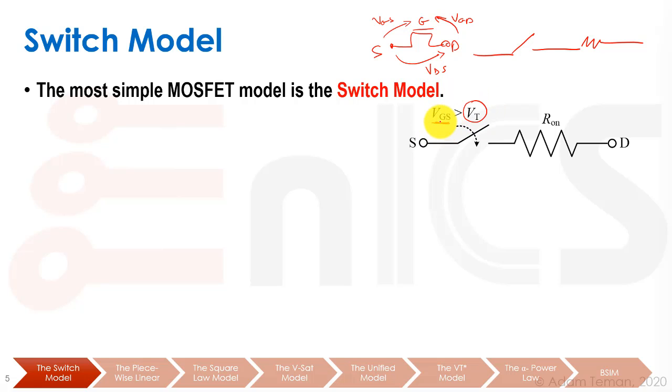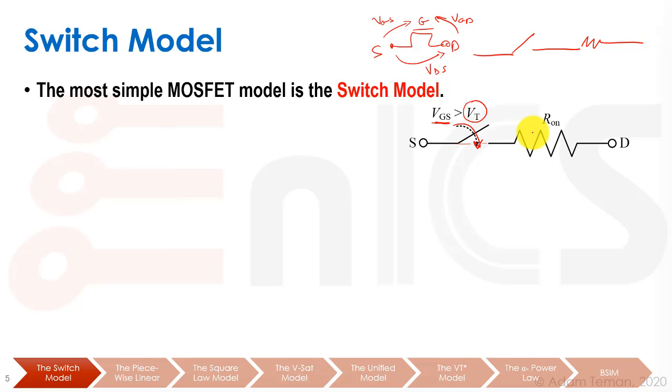If we take VGS and bring it above VT, then this switch closes, so we have a short circuit here. We do this once VGS goes over VT. Once it does, we have a current that goes between the source and the drain, and it goes over this on resistance. So our current goes between the drain and the source with this on resistance. That's the type of model you'd want.